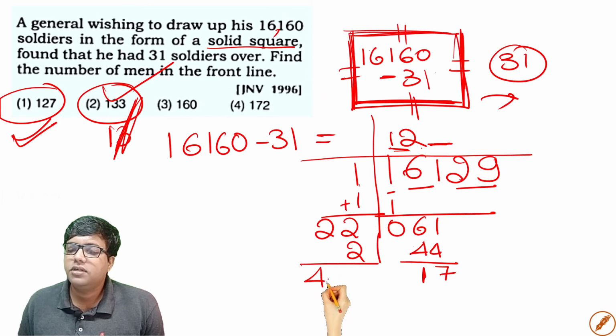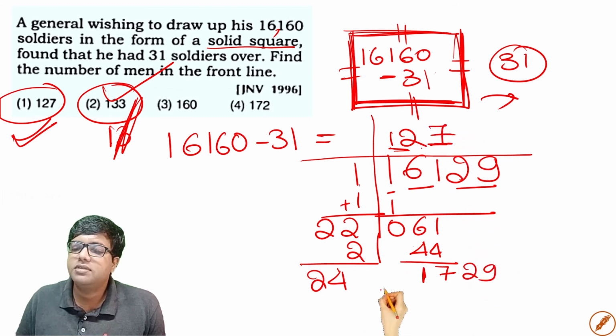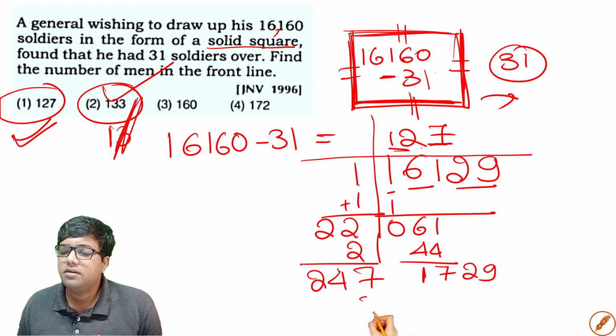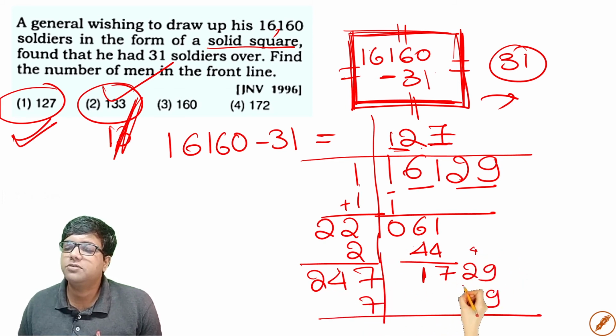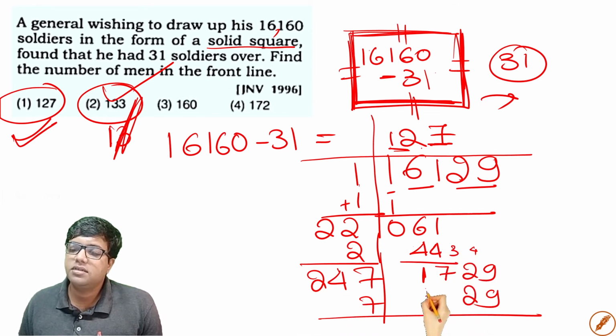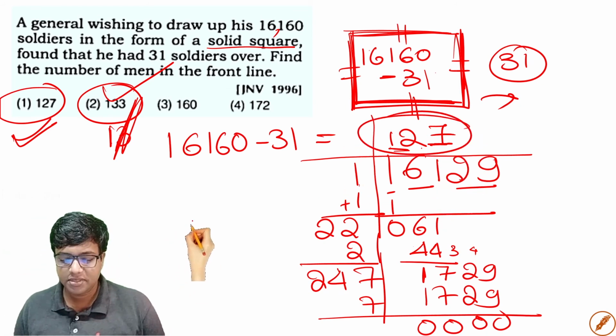We will get 24 here, and 29 will come. You will have to multiply with 7 now. If you multiply with 7, what will you get? 7 7s are 49, 4 carry over. 7 4s are 28 plus 4, 32. 3 carry over. 7 2s are 14 plus 3, 17. 0 0 0 0. So therefore 127 is also the right answer for this question.